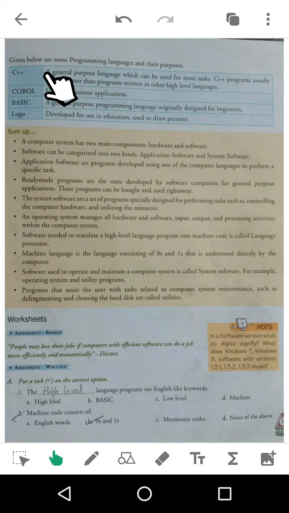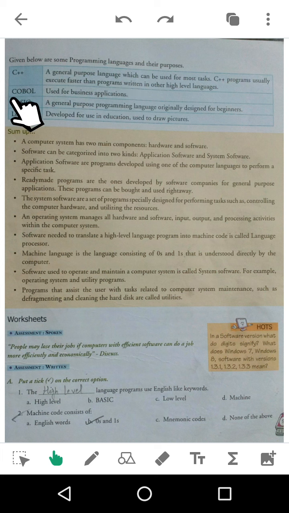Now see, given below are some programming languages and their purpose. For what purpose what is used, this is very important. You learn this thing, it is very important. What is used for what? Now see, C++ is a general purpose language which can be used for most tasks. C++ programs usually execute faster than programs written in other high level languages.